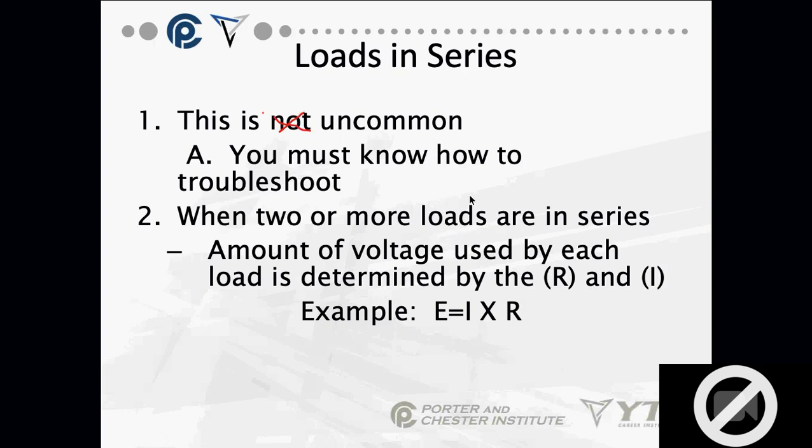When there's two or more loads in series, if one goes bad, what happens to the other load? If one load goes bad, what happens? It shuts off the other one. So both loads are off.